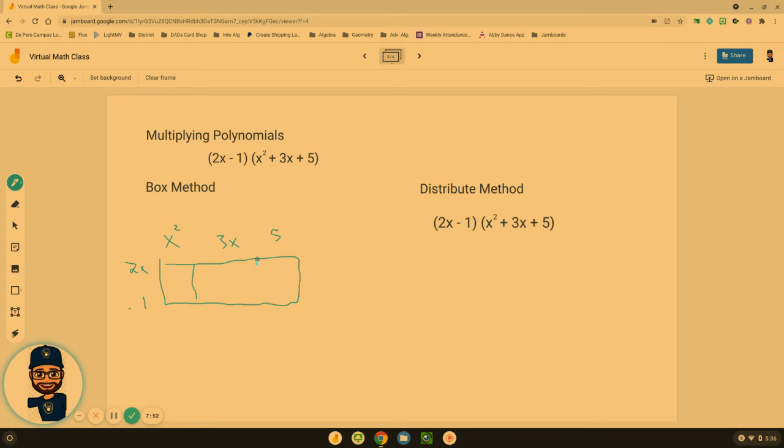I'm going to go over to the distribute one. And we would still get the same results in these boxes. I'm going to still distribute, in this case, though, 6 times. So I'm going to start with this one. 2x times x squared. That would be 2x to the third. 2x times 3x is a positive 6x squared. 2x times 5 is a positive 10x.